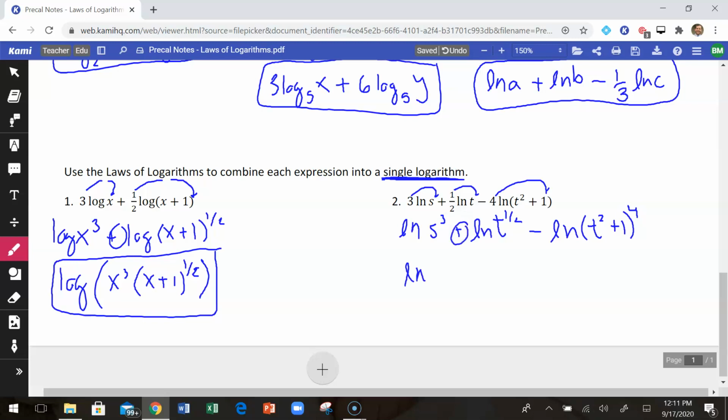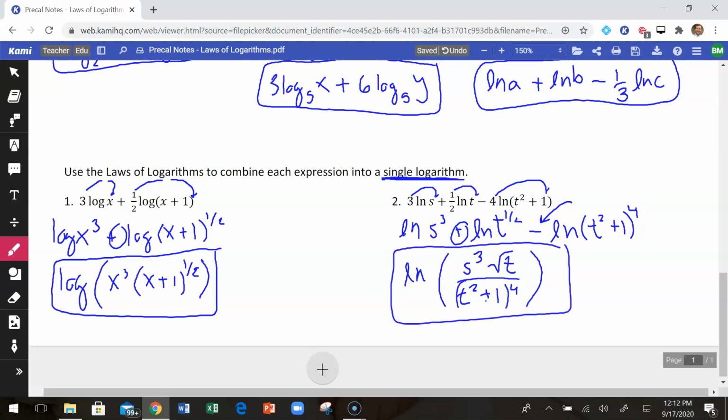The addition of these, that means that's going to happen on top. So on top we are going to have s to the third times t to the 1/2. Now t to the 1/2, if you choose to write that as the square root of t, it's going to look a little bit better there. You could write it as t to the 1/2, but know that 1/2 power means square root. So on top we have s to the third times t to the 1/2, or the square root of t. But here we're subtracting, so this t squared plus 1 to the 4th power is going to go on bottom because it's being subtracted. And now we have a single logarithm, everything on the inside of that one single natural log.